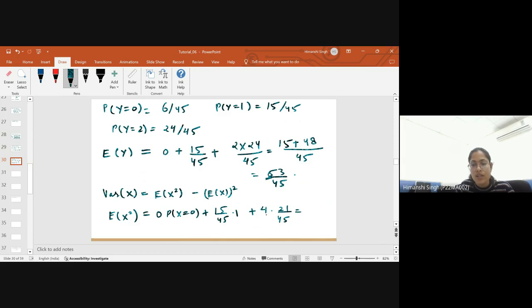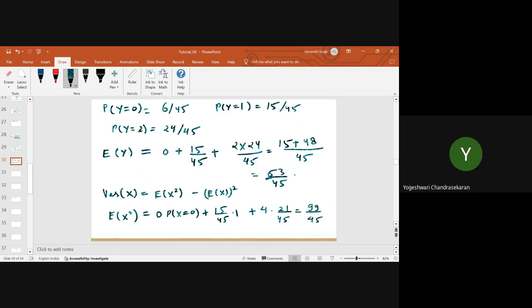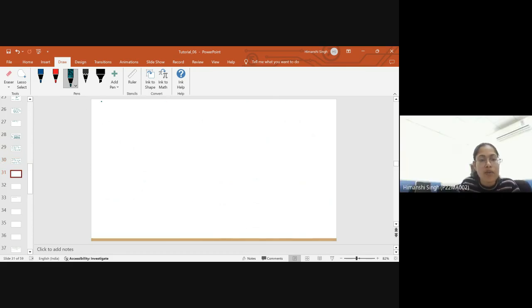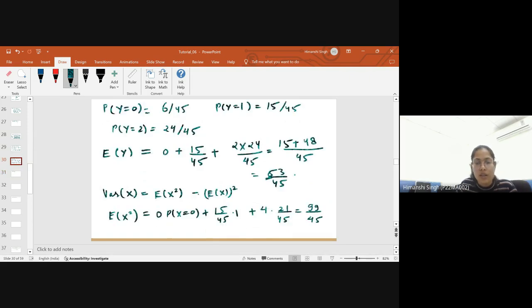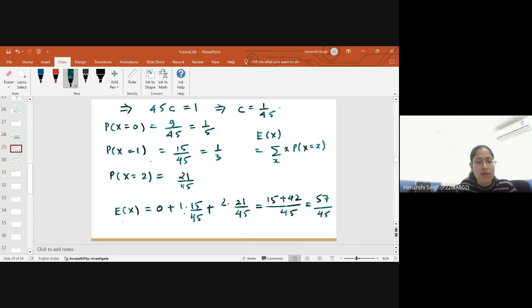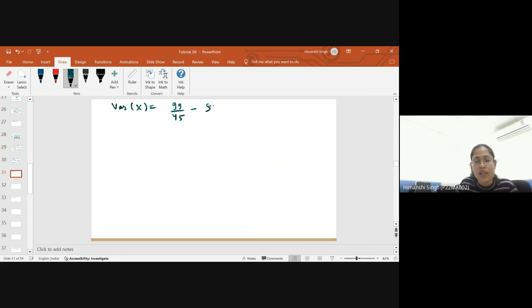So just calculate it. What is it coming? It will be 15 plus 84, that is 99 by 45. Now we'll calculate the variance first. So variance of X will be 99 by 45 minus expected value of X whole square. And what is expected value of X? That is 57 by 45. So it will be 57 by 45 whole square. Just calculate it.